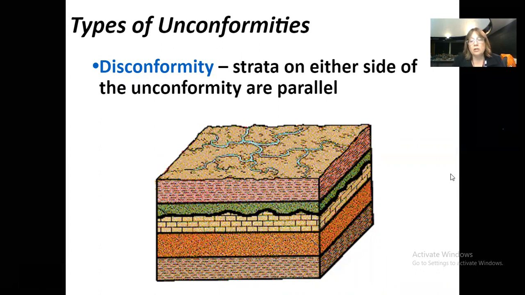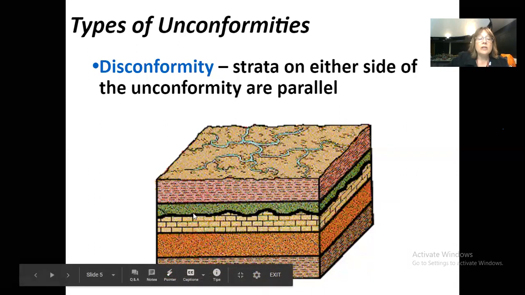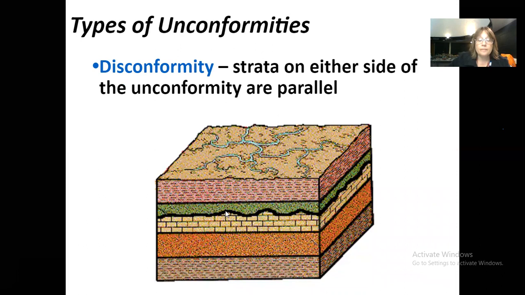The first one that we're going to look at is called a disconformity. Here, strata or rock layers on either side of the unconformity are parallel. So all of the layers are still flat and horizontal in relationship to each other. So here's our erosion surface. So sometime after this limestone layer was deposited, deposition stopped, and then material was removed by weathering and erosion. That's what this is. This is the erosion surface. And then deposition occurred again and deposited these two layers on top.